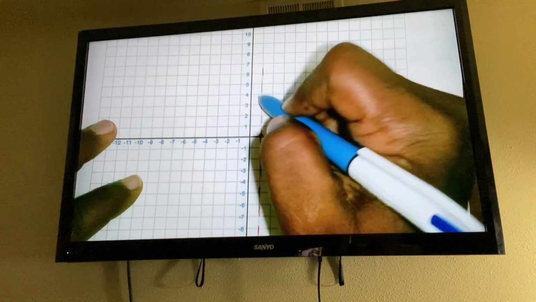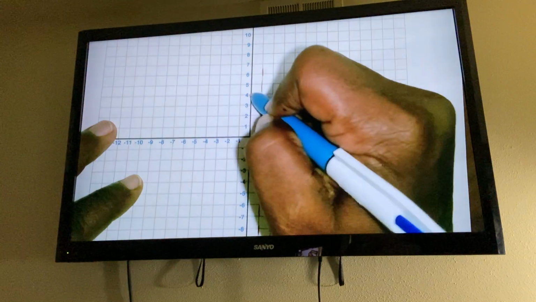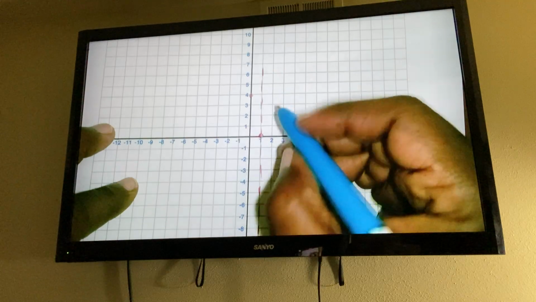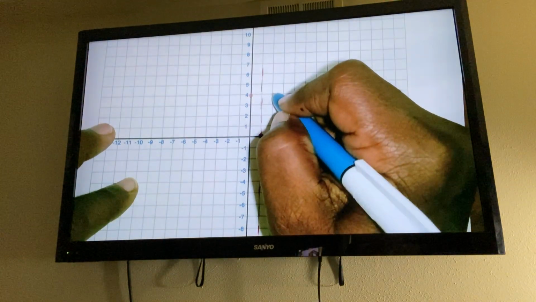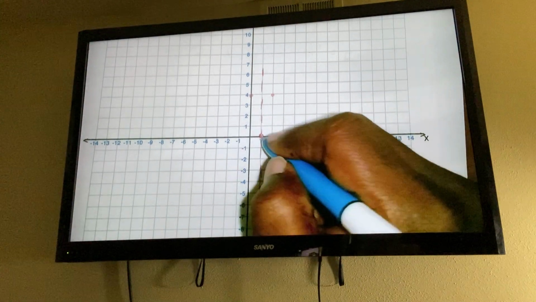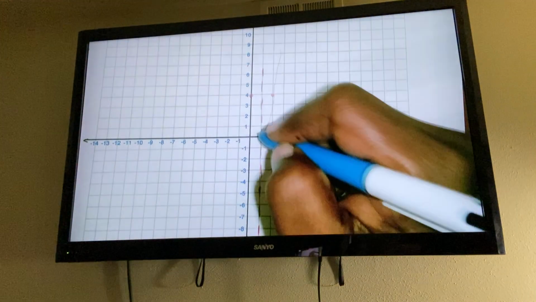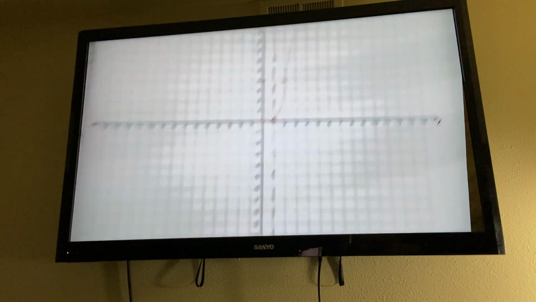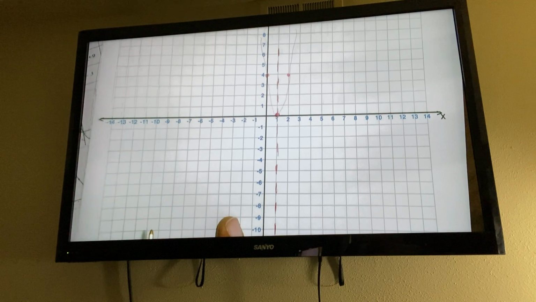We can go back to our graph. We know that our graph is going to run through 0, 4 here. Since this is the axis of symmetry, on the other side of it, it's going to run through there. So our graph is going to kind of look like that. Okay, so let's look at our pictures and match our graph.